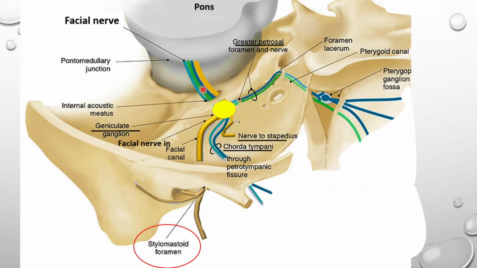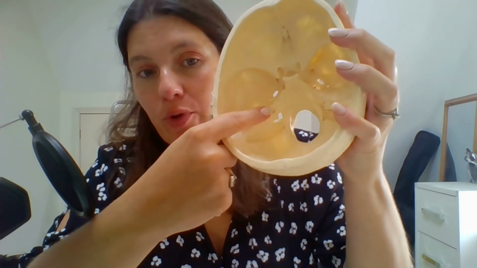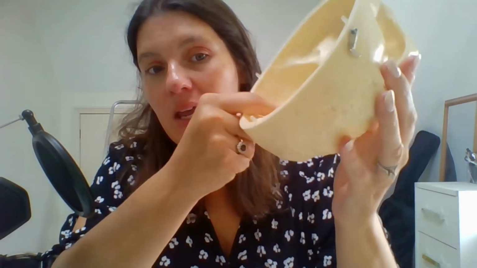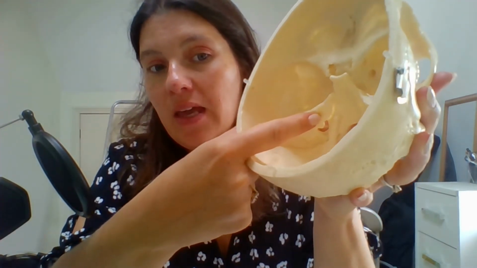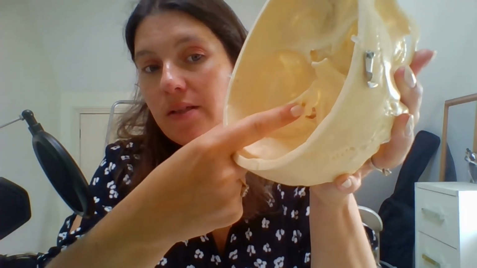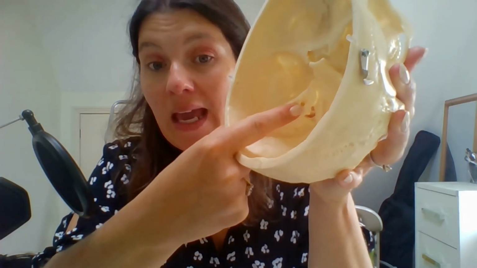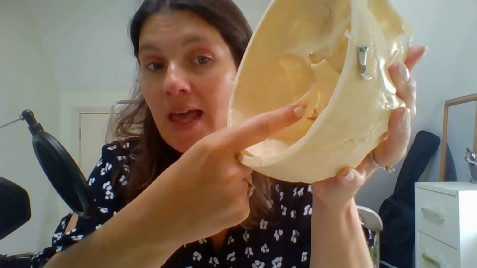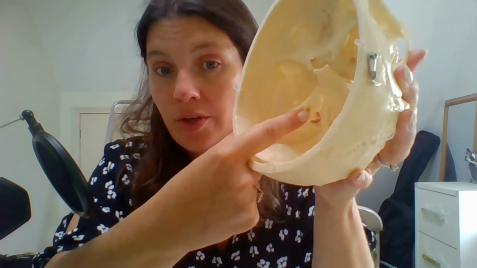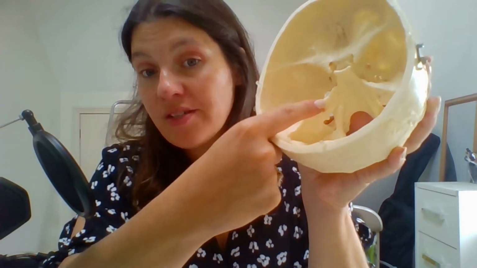And then we enter into the area of the petrous temporal bone via a small foramen called the internal acoustic meatus. So there was our petrous temporal bone, if you can remember that. And then on the posterior aspect of the petrous temporal bone, there is a little small hole there, which is known as the internal acoustic meatus. And your facial nerve enters into that hole and then is going to run through parts of the ear.